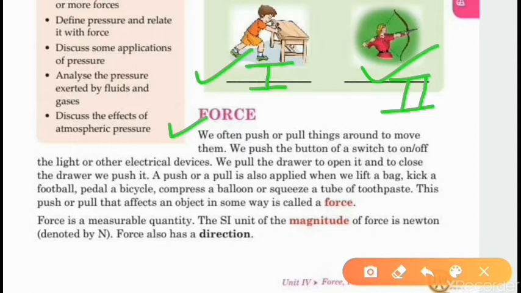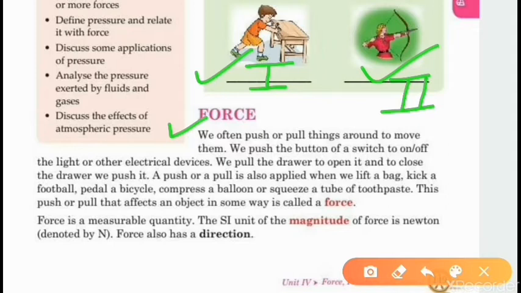This push and pull that affects an object in some way is called a force. Now the basic thing we should know about force, apart from push and pull, is that force is a measurable quantity. Means we can measure force, we can find out its value. So the SI unit of the magnitude of force is Newton.